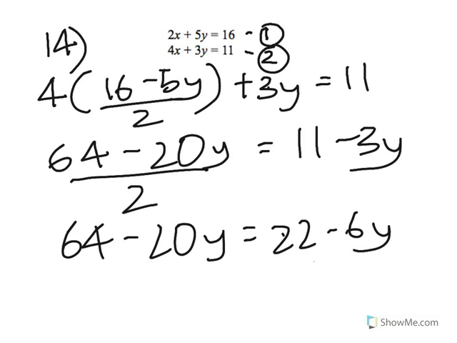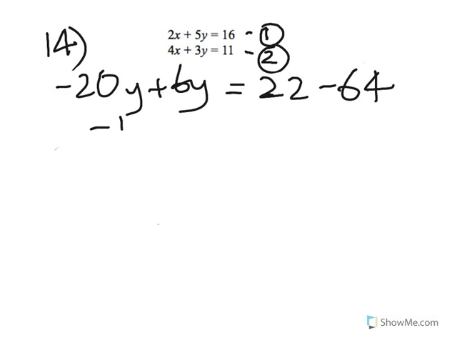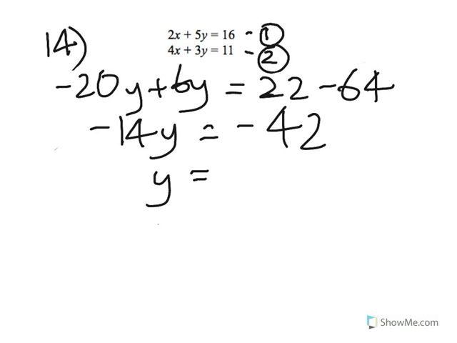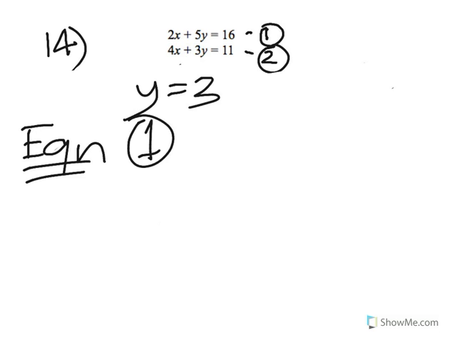Now get the y's on one side and the numbers on the other side. So you get negative 20y plus 6y is equal to 22 minus 64. So now it becomes negative 14y is equal to negative 42. Now divide both sides by negative 14, and negative 42 divided by negative 14 gives y is equal to 3. Now that you know y is equal to 3, you can substitute this back into equation 1 to find a value for x.